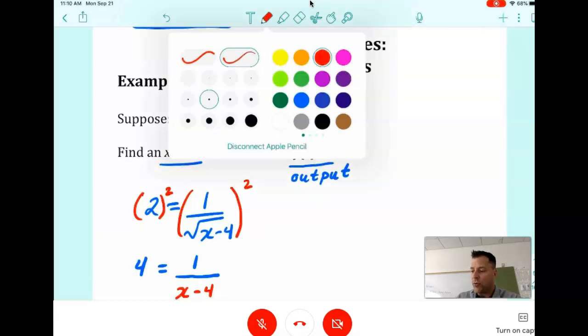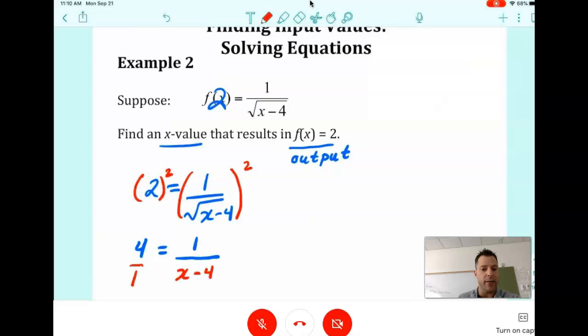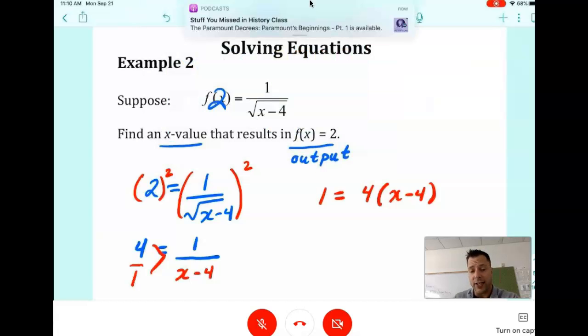So what we're going to do now is cross multiply. We're going to put 4 over 1, so we have 2 equal fractions. Okay? And so we're going to cross multiply. So 1 times 1 is 1, and that's going to equal 4 times this quantity, so 4 times the quantity x minus 4. Now that looks a little bit cleaner. So now I can divide each side by 4.